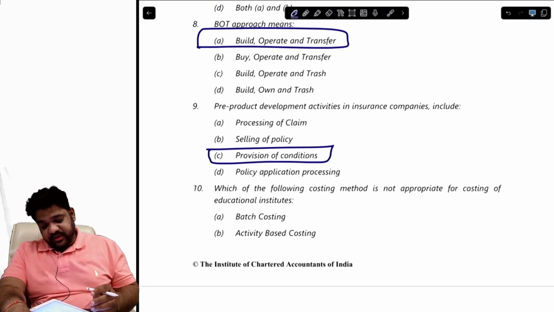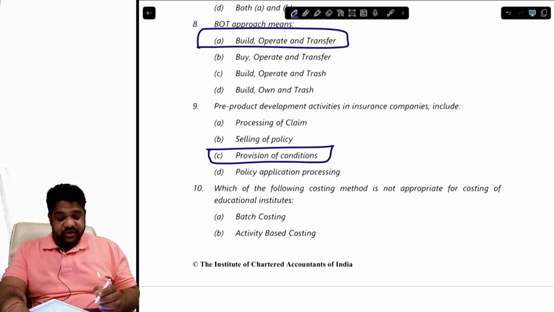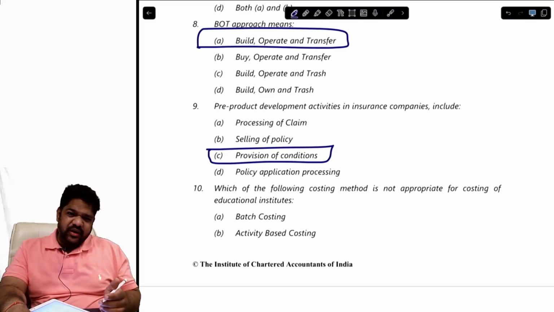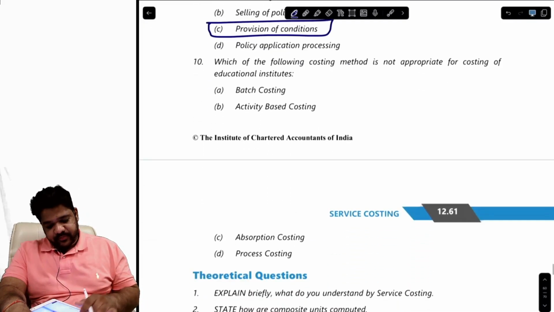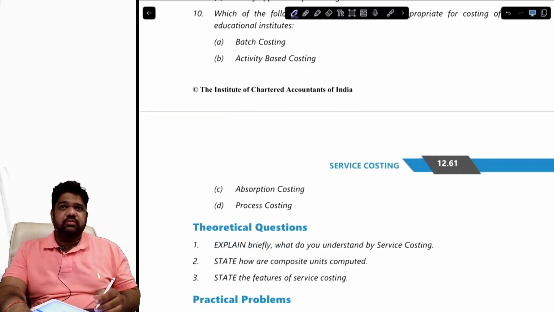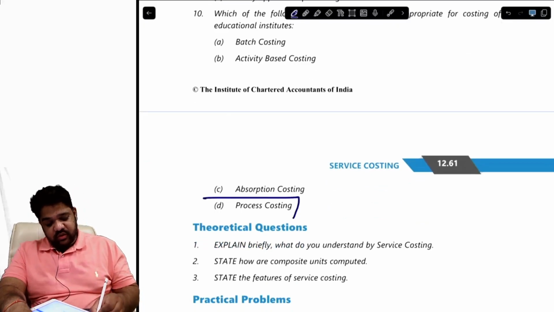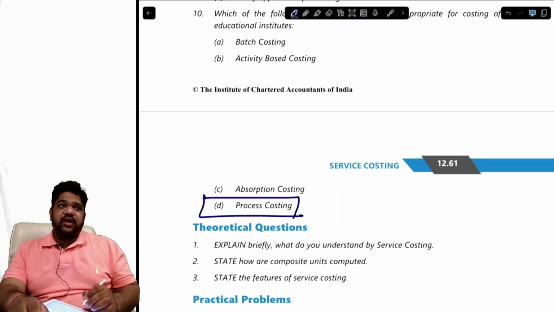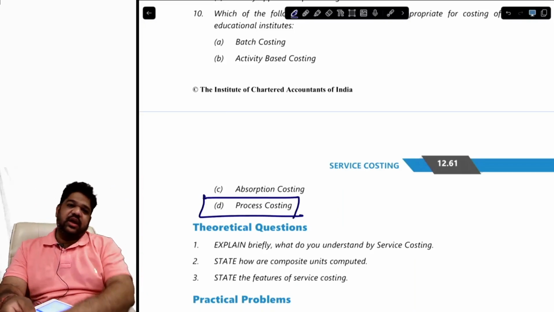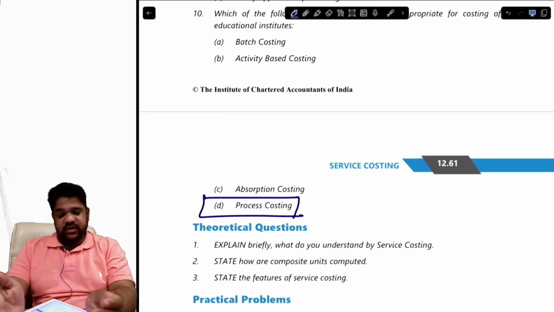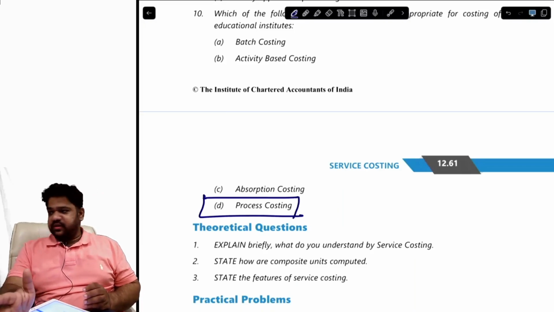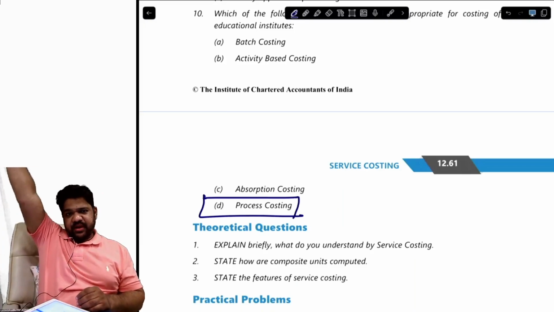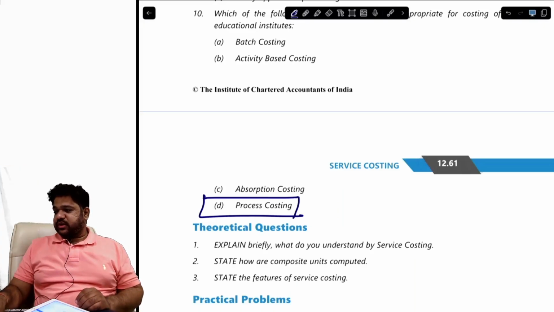Which of the following costing methods is not appropriate for costing of educational institutes? Batch costing. They can do that, yeah. For every batch they can do it. ABC for sure they can do it. Absorption costing, yeah. The only thing that will be the odd man out is process costing because they are not divided into multiple processes, right? A school is not a multiple process thing, so which is why process costing would be the odd man out. And I think this is done, and we have created a new high, 3 minutes and 40 seconds only.